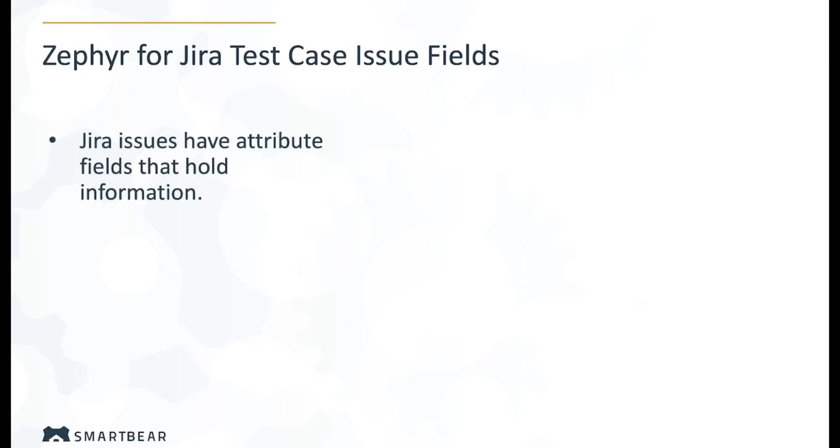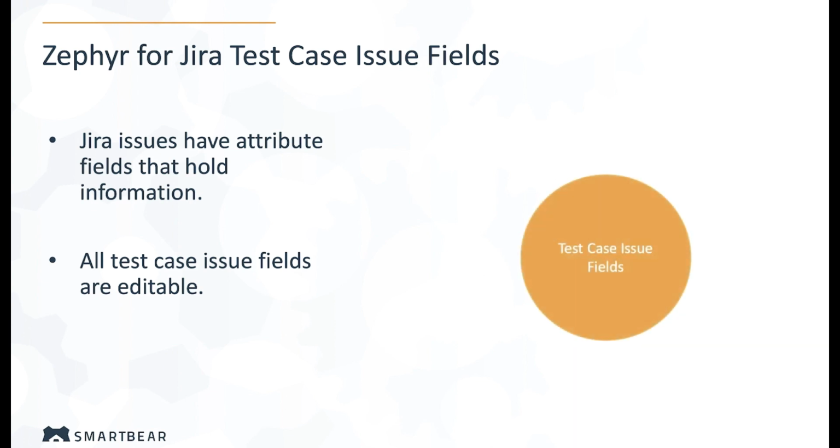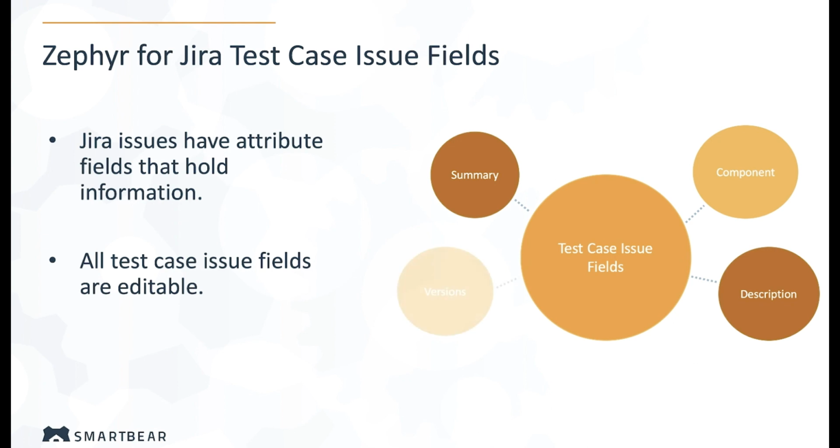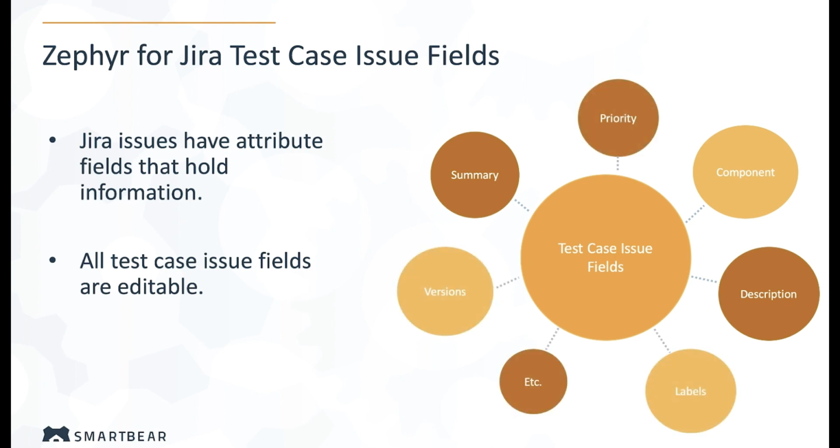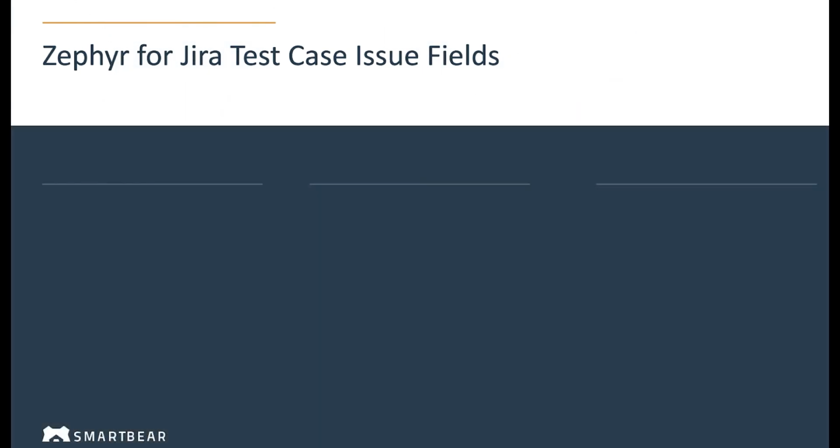In Jira, issues have attribute fields that hold our information regarding the issue. Jira has some default fields that work across all issue types, such as summary, component, description, versions, priority, labels, etc. All of these Jira fields are editable when viewing a test case issue. Users can easily edit and change these fields by clicking the individual fields and changing the value and/or text for these fields.